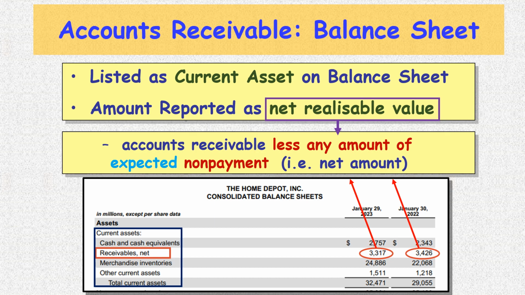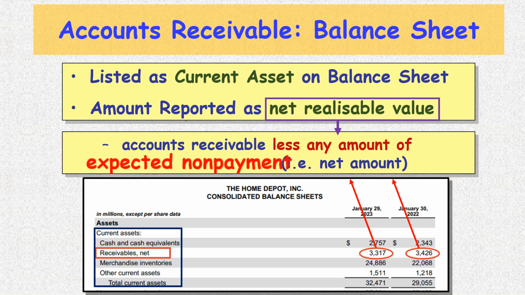What is a net realizable value or a net amount? It is the account receivable less any amount of expected non-payment. Now, when we sell to customers, oftentimes we might not get some of the receivables. So that becomes non-payment, and that is usually expected in the business. And so the amount on the balance sheet will be the receivables less any expected non-payments.